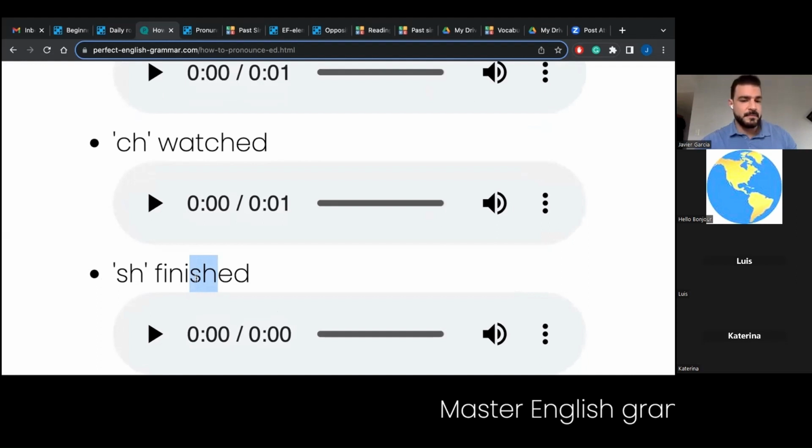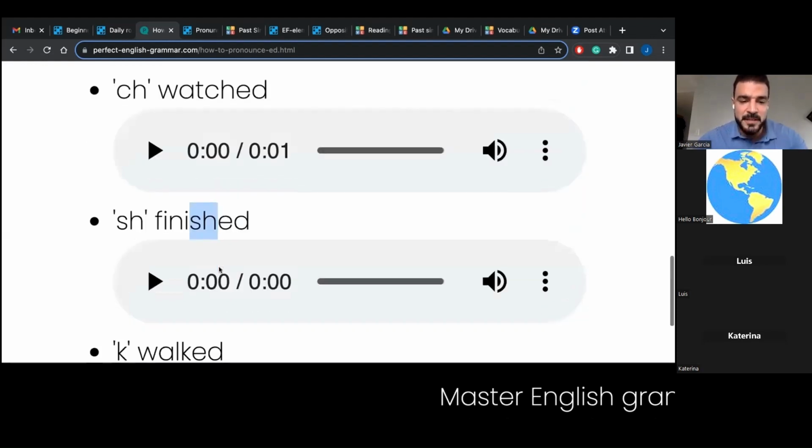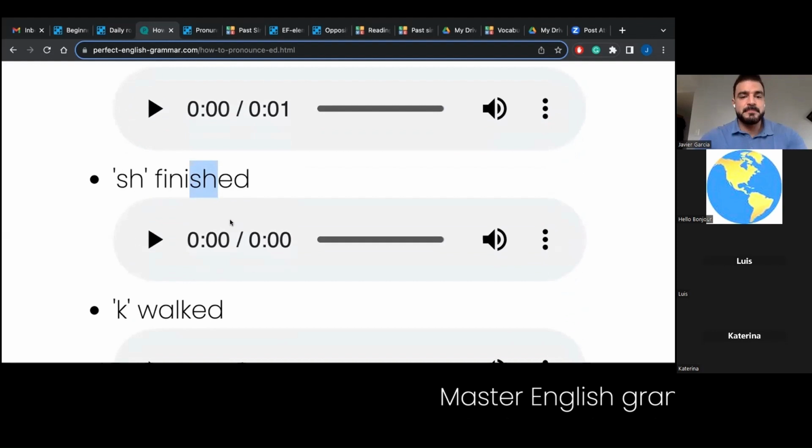Finished. Okay, so now you're putting, but I want you to make this sound. Okay, make this sound right here. Don't say the word. Make this sound first. Make that sound. Finished. Repeat it for me. There you go. Finished. Good. Very good.